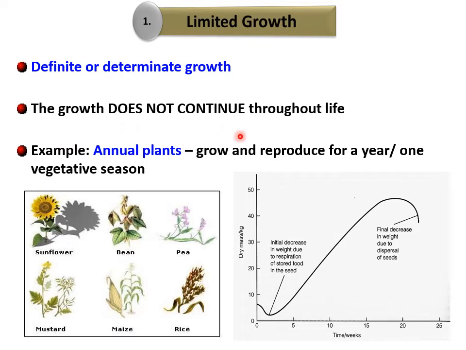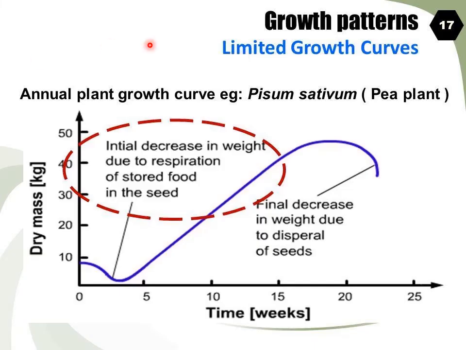Limited growth is definite or determinate growth. The growth does not continue throughout life. Examples are annual plants, which grow and reproduce for a year, one vegetative season. So we have maize, rice, and pea. Here are the growth patterns for limited growth curves.